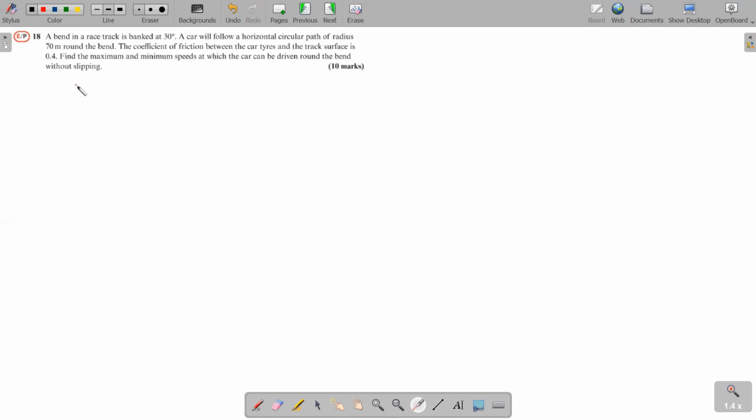coefficient of friction. Find the maximum and minimum speeds at which the car can be driven around the bend without slipping. Okay, so without slipping, what's the maximum and minimum? They want both the speeds. So guys, this is really important. Okay, so let's draw the vehicle. This is the vehicle, I'll draw it as a particle.